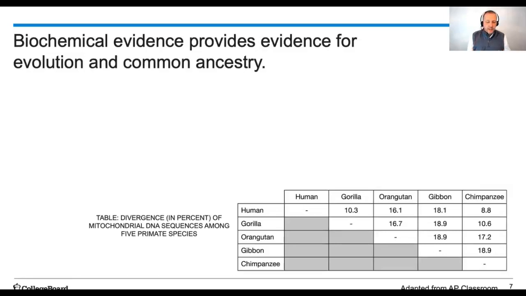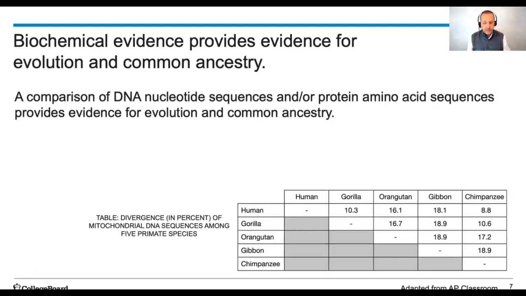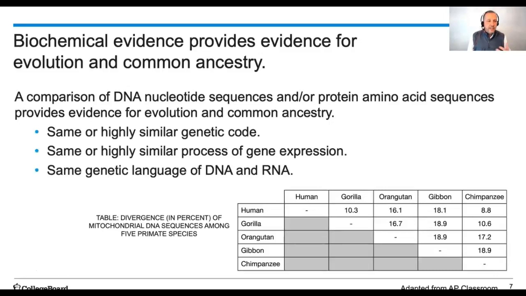Biochemical evidence is a comparison of DNA nucleotide sequences and/or protein amino acid sequences. This provides evidence since all living organisms share the same or highly similar genetic code, the same or highly similar process of gene expression, and the same genetic language.